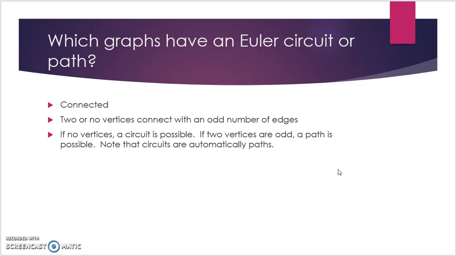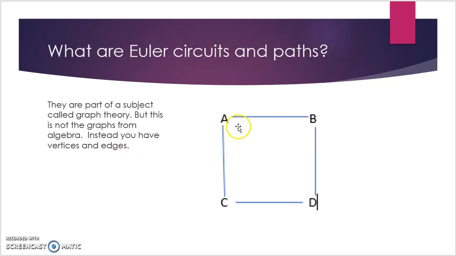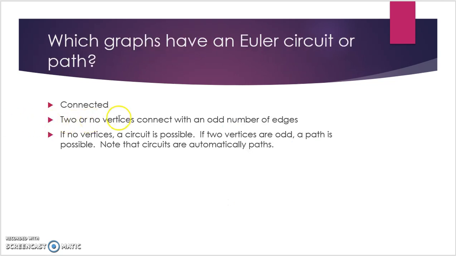Now, assuming it's connected, then if 2 or no vertices are connected with an odd number of edges, then you have a path. So looking back here, the A had 2 edges, the B had 2 edges, the D 2 edges, the C 2 edges. So as criteria, we have no vertices have an odd number of edges. All the vertices were even. None of them were odd.